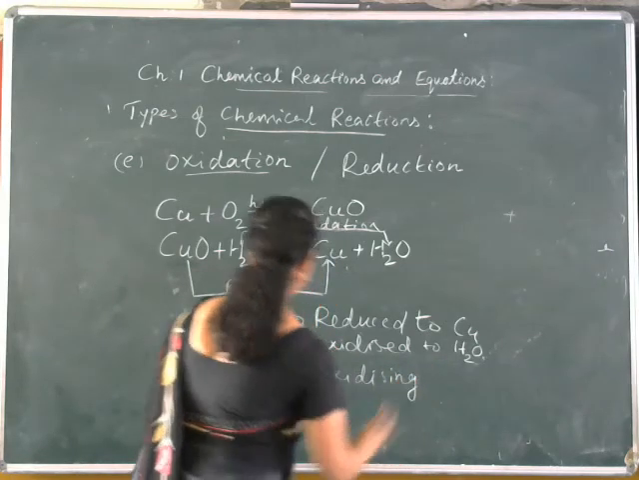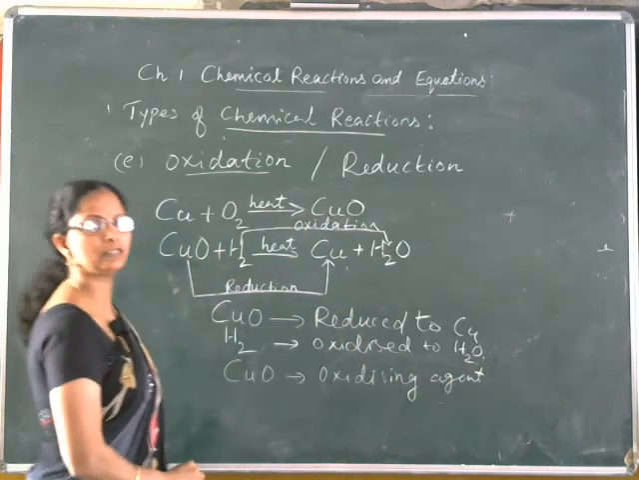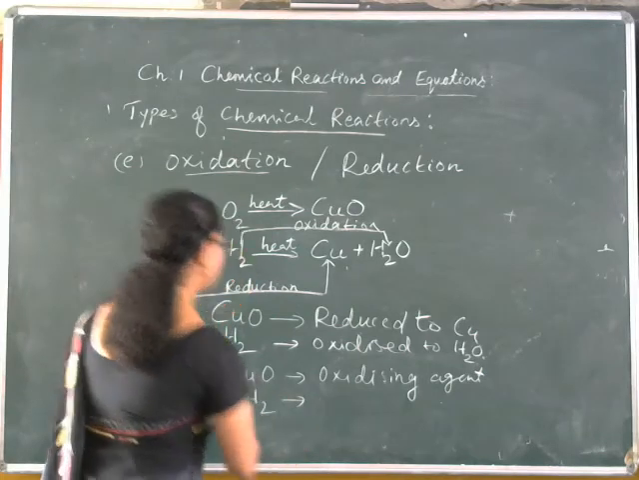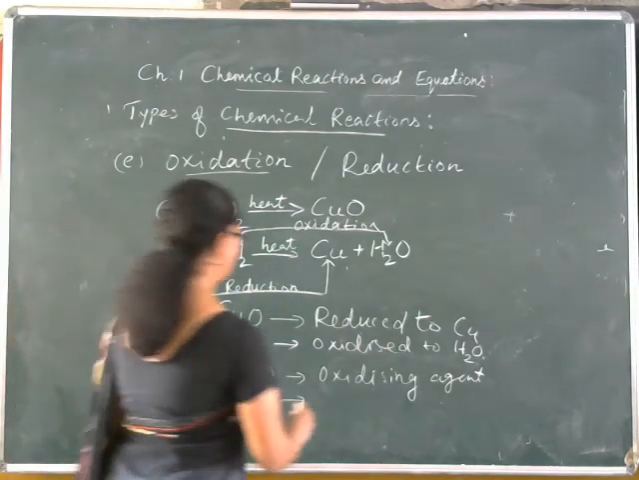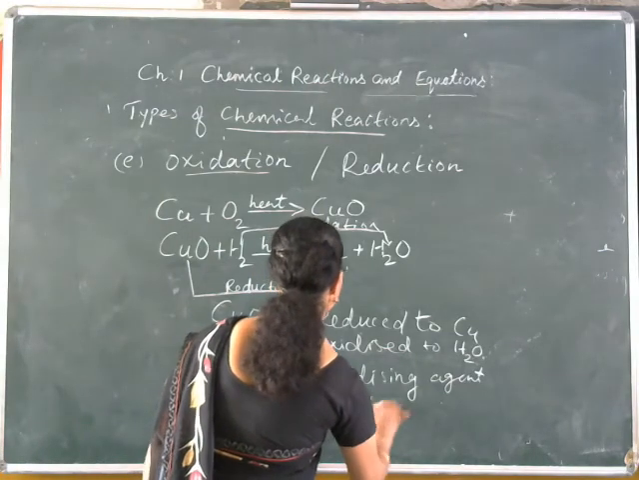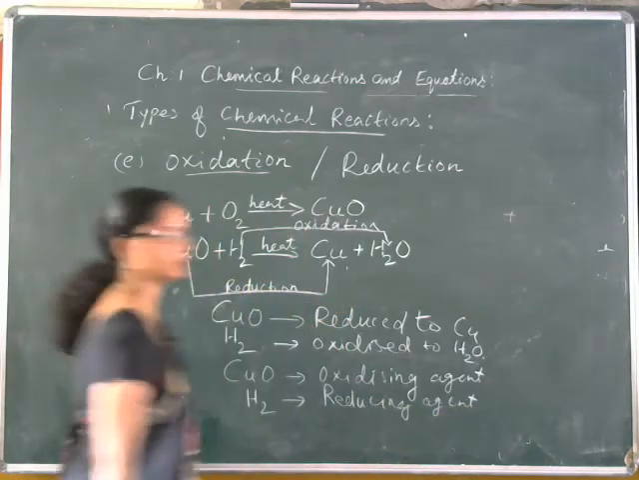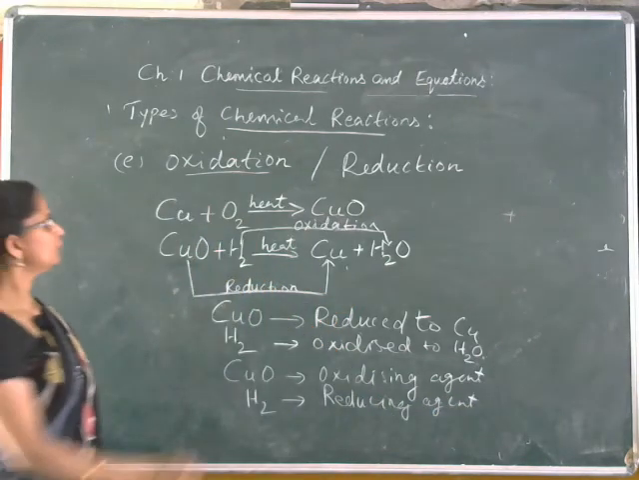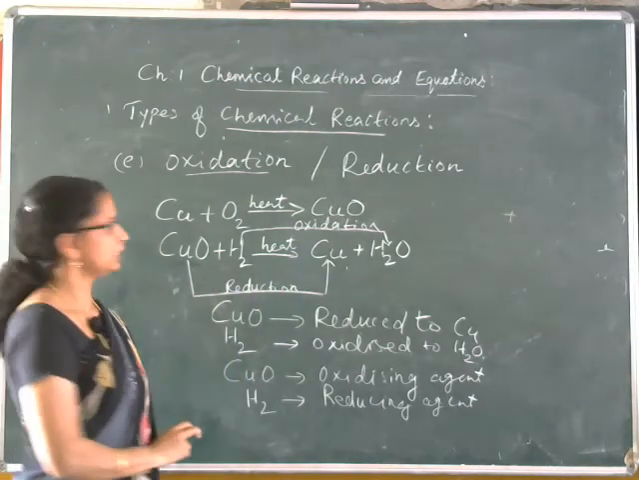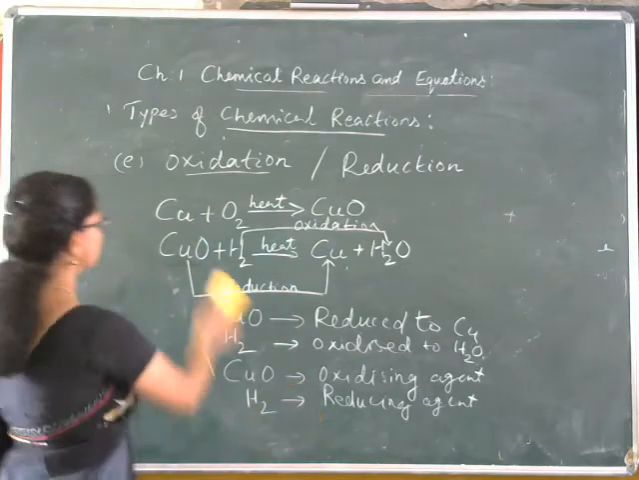Copper oxide is an oxidizing agent. At the same time, H2 received the oxygen, so H2 is a reducing agent. So, such reactions where oxidation and reduction take place together are known as redox reactions.